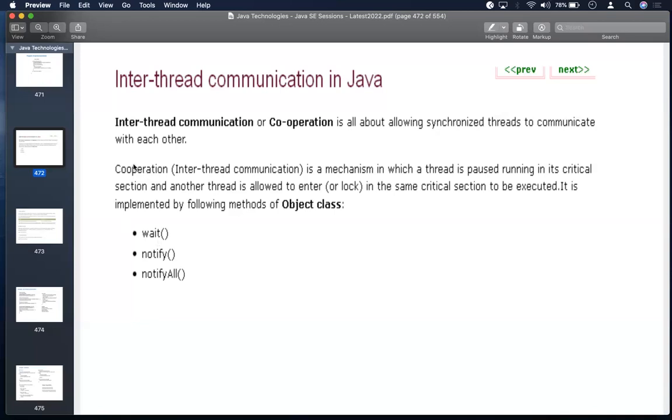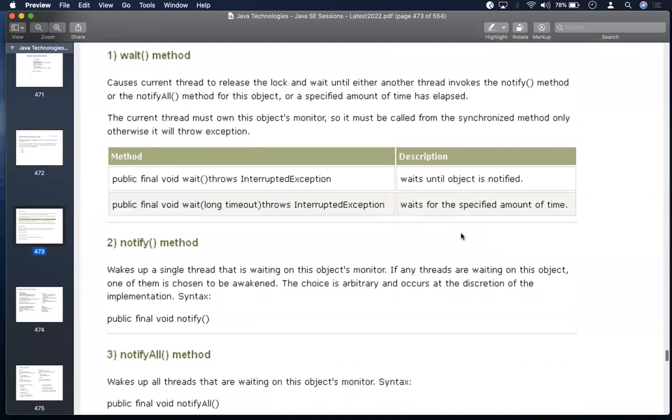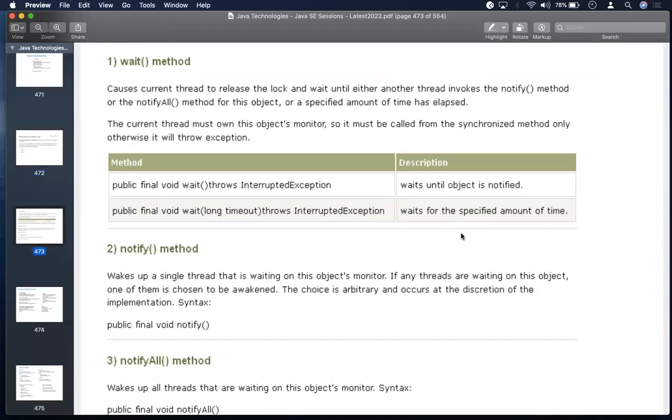So in cooperation, what happens? It's a mechanism in which a thread is paused while running its critical section, and another thread is allowed to enter the same critical section to be executed. It is implemented by the following methods of the Object class, and these 5 methods, 3 wait methods, notify and notify all, will ensure this communication happens. Let's now understand the wait methods and others.